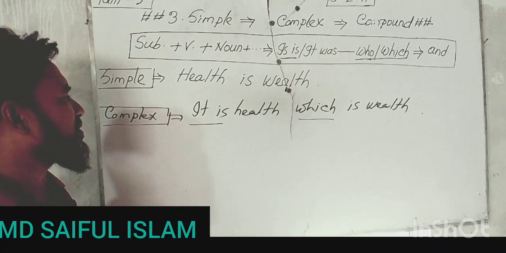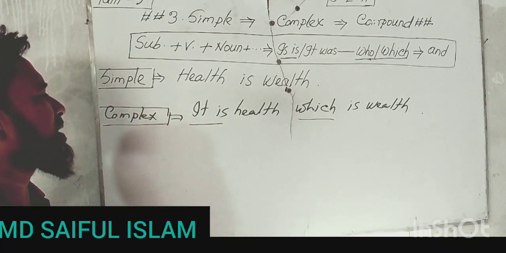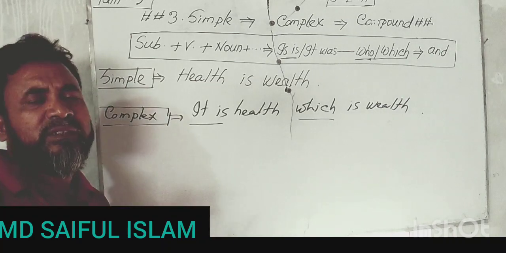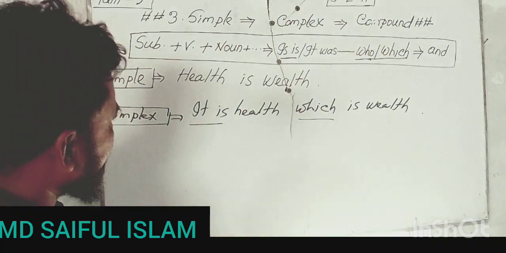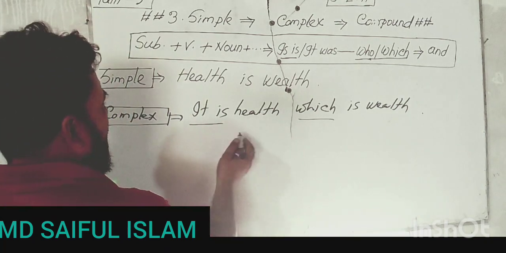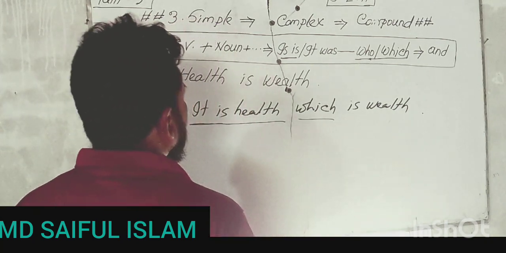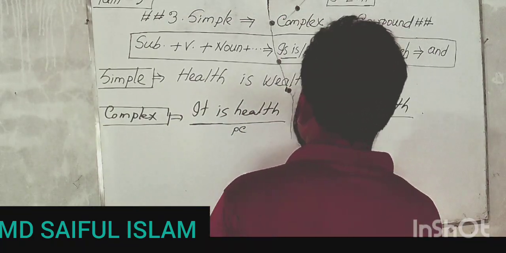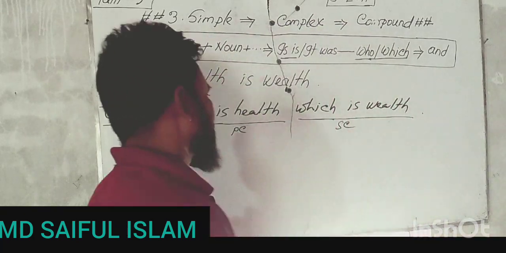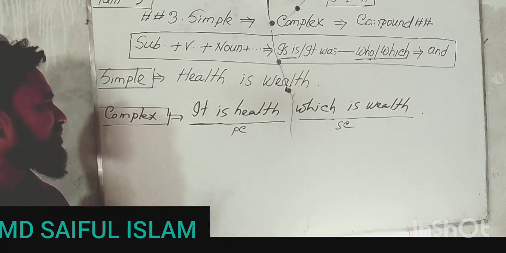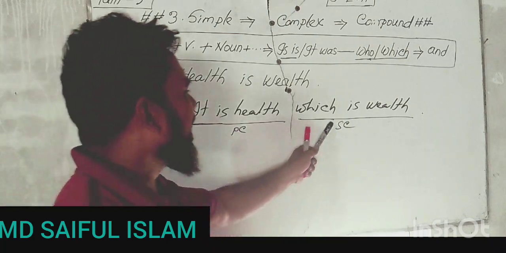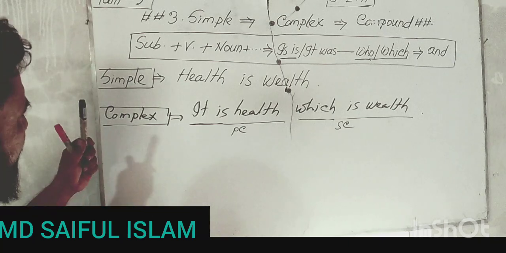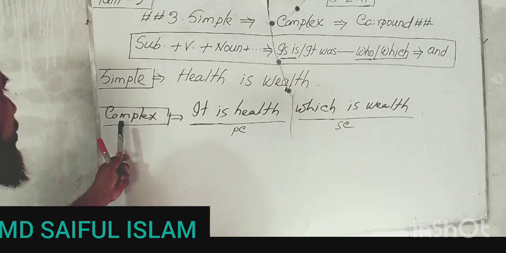This is a complex sentence, because in the definition of a complex sentence, we can say that if any sentence possesses one principal clause and one subordinate clause. This sentence possesses two clauses. It is health, of course, is the principal clause, and which is health, of course, is the subordinate clause. According to the definition of a complex sentence, if any sentence possesses one principal clause and one subordinate clause, of course, it is a complex sentence. So, viewers, it must be transformed into a complex sentence.